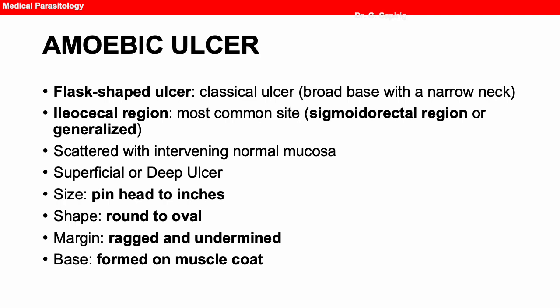The amoebic ulcer is scattered with intervening normal mucosa. They may have a superficial or deep ulcer. The size of the ulcer can be as small as a pinhead to inches. The shape is round to oval, the margin is rugged and undermined, and the base is formed on the muscle coat.